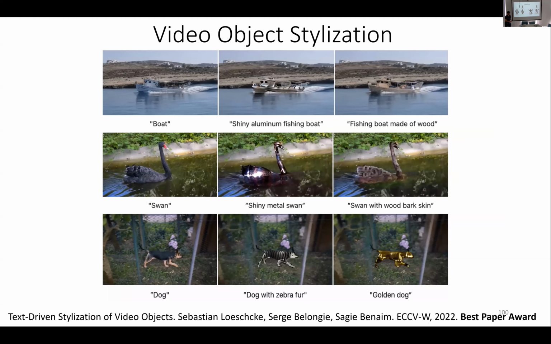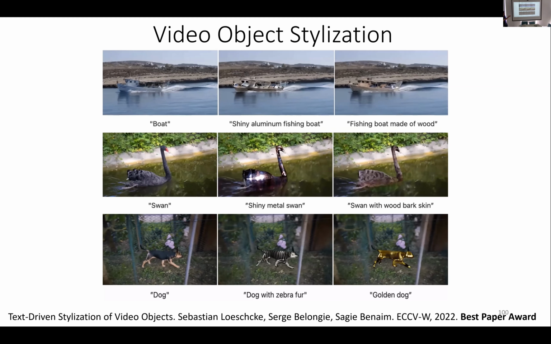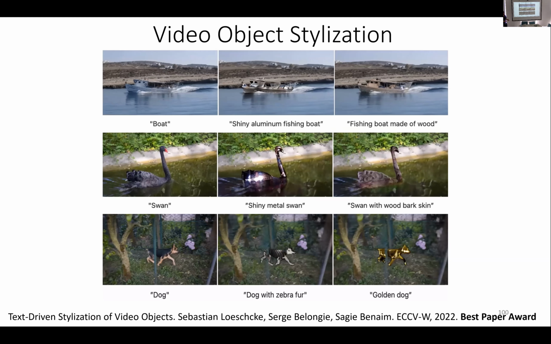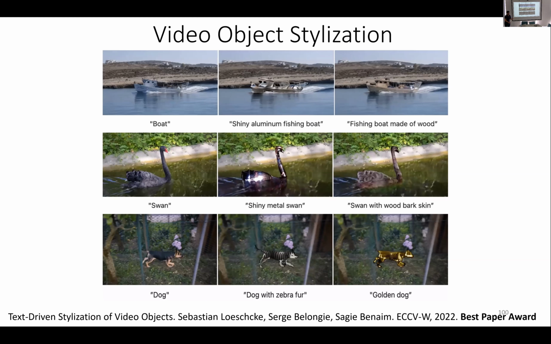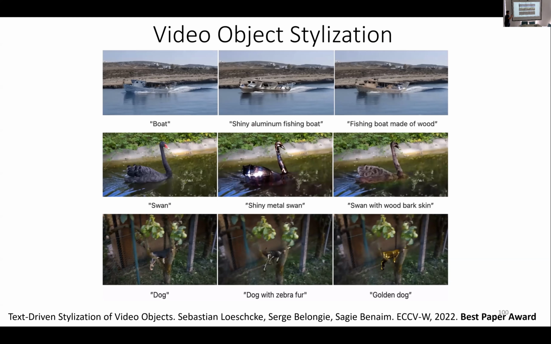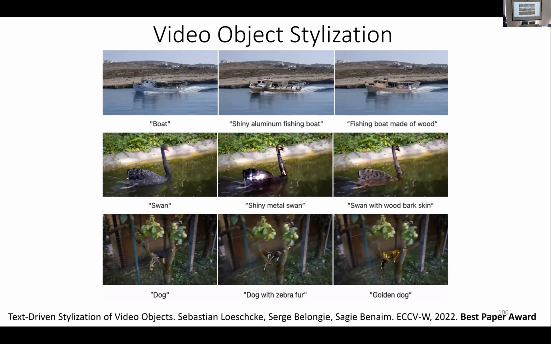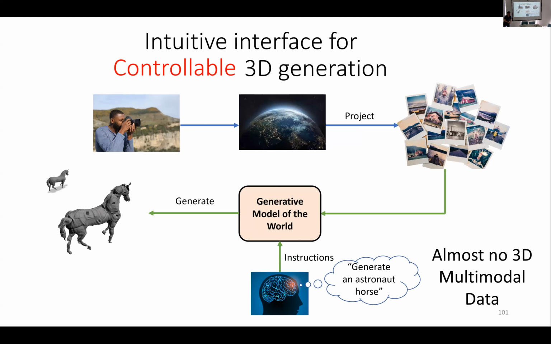Just a quick word. We recently also considered this similar setting, but not for 3D meshes, but for objects in videos. The overall idea is similar. I won't go into details here, but we similarly render the object and the background from multiple views, and we use the similarity loss to stylize objects in the videos. Okay, so this concludes the third component, that of giving an intuitive interface for controllable 3D generation.